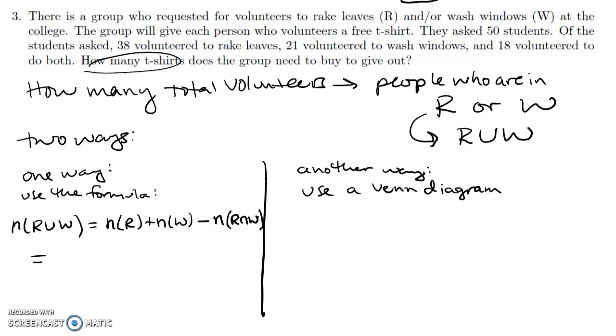Well, what's the number in R? That's the number of people who rake leaves. From up top, we can see that that's 38. There are 38 total people who rake leaves. The number of people who wash windows, we see that there was a total of 21. And then we have to subtract off the people we counted two different times. We counted them for raking leaves and washing windows separately, even though they're really the same person. So we subtract off the number who did both. And when we look up top, we see 18 volunteered to do both. So that intersection number is 18.